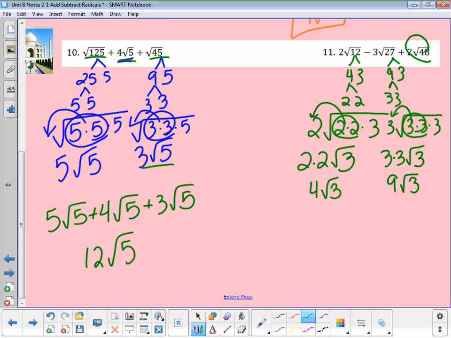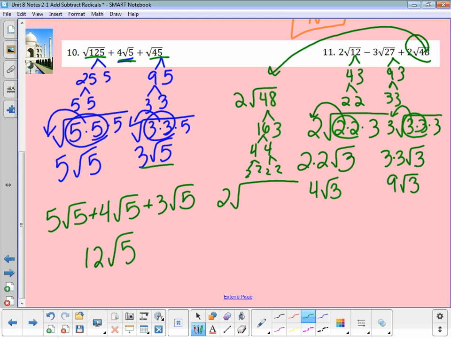Last but not least, I'm going to simplify this one. I'm going to do that over here. So I have 2 times the square root of 48. Well, that gives me 16 and 3, 4 and 4, 2 and 2. So then we have 2 times 2 times 2 times 2 times 2 times 3. Take out some of those pairs. So then you have 8 square root of 3.